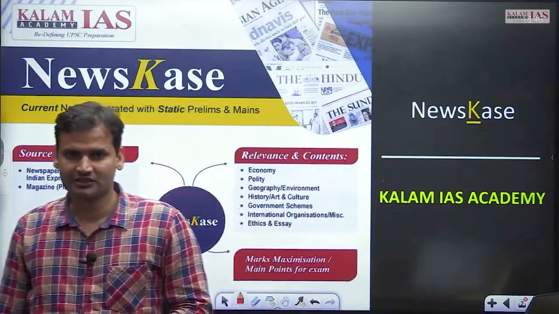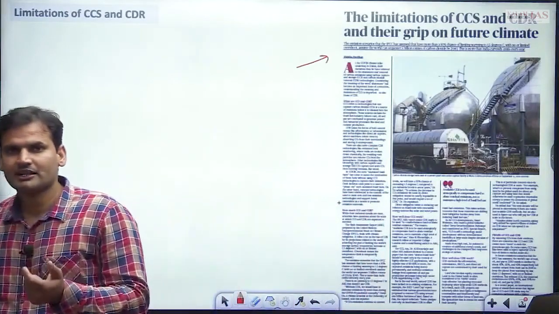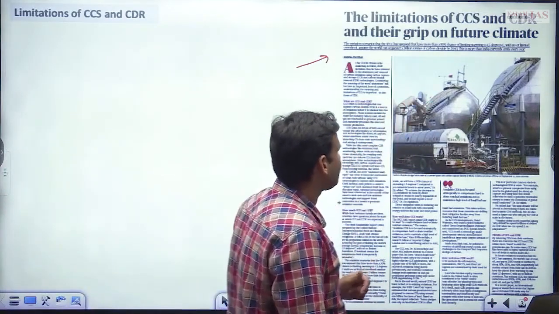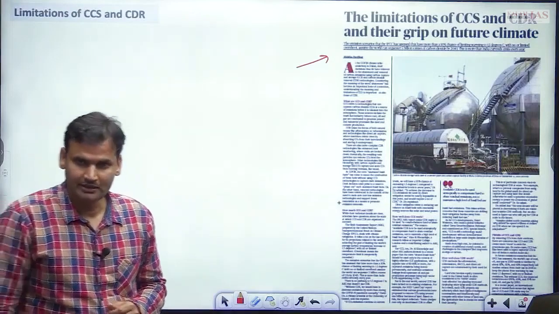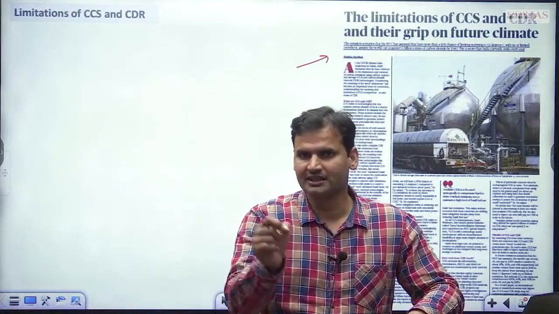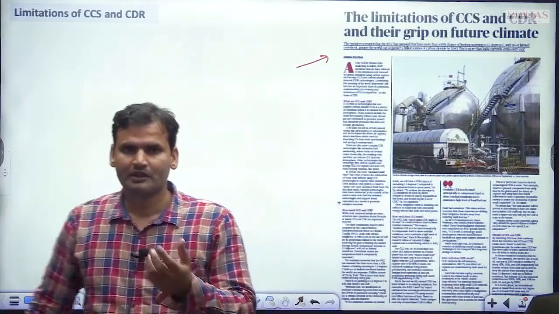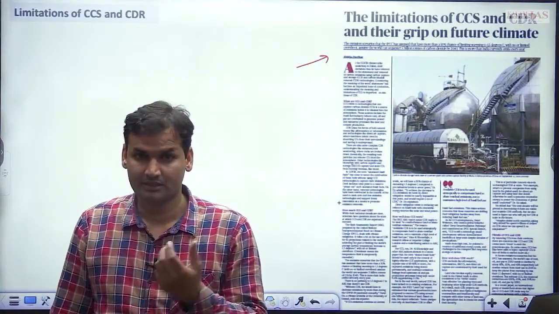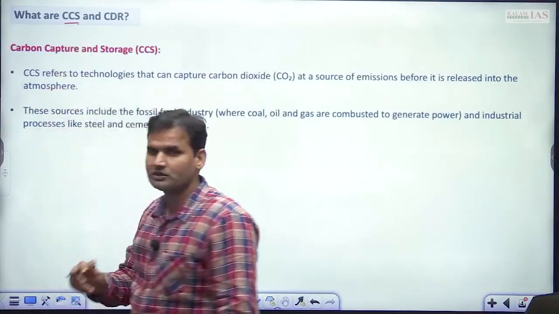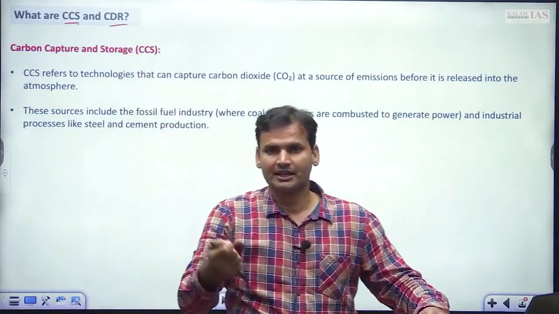So our topic for today's discussion is inspired by an article which appeared in The Hindu. It was about the limitations of CCS and CDR and their grip on future climate. Now we will try to understand what we mean by CCS and what CDR is. Our session today caters to GS Paper 3, that is Environment and Ecology. CCS refers to carbon capture and storage, and CDR refers to carbon dioxide removal.